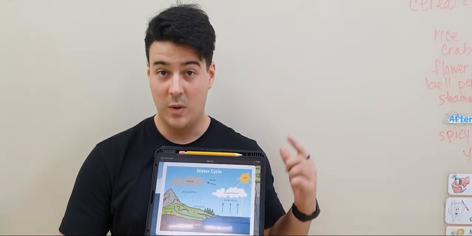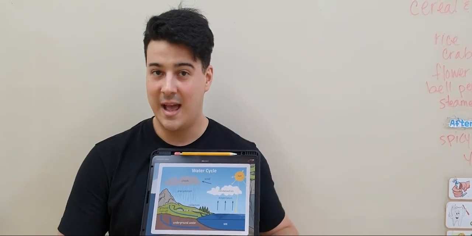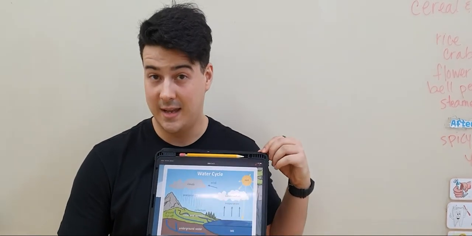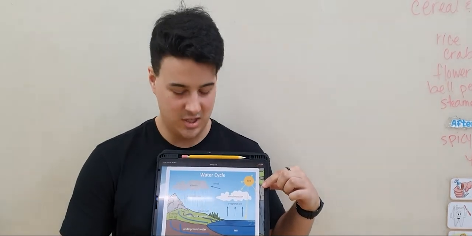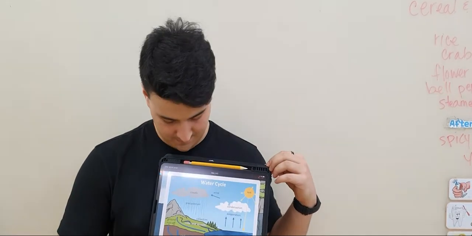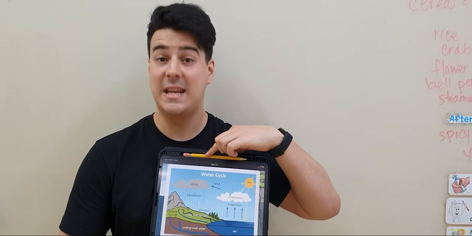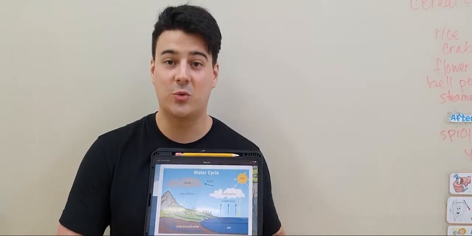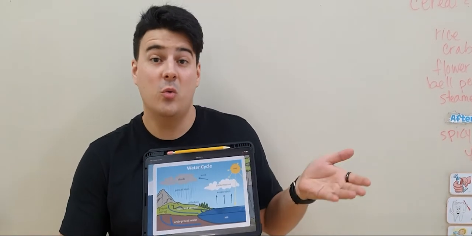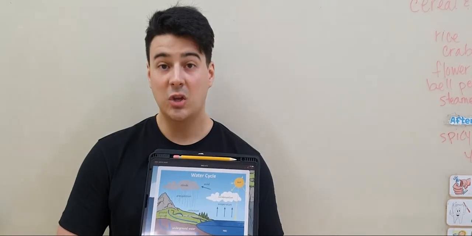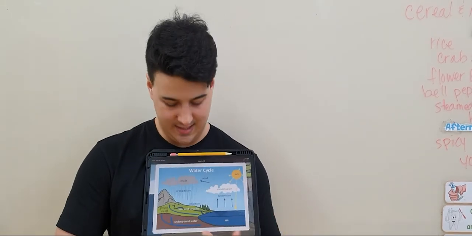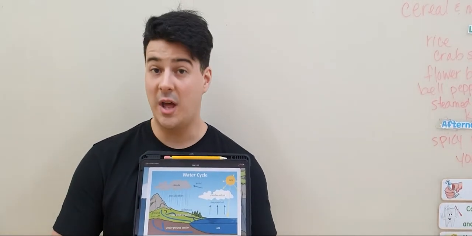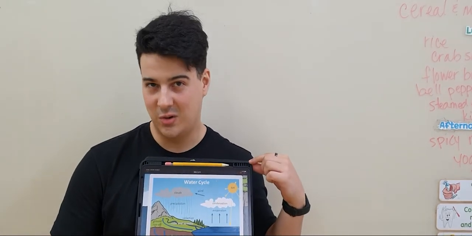Evaporation. When the sun heats the water of the ocean and the water particles float up into the sky. Condensation. When the water particles come together and make clouds. Precipitation. When the water particles become so heavy that they fall to the ground in snow form or in rain form. And collection. When all the water that has fallen from the sky collects in the rivers or streams or underground and goes back into the ocean.